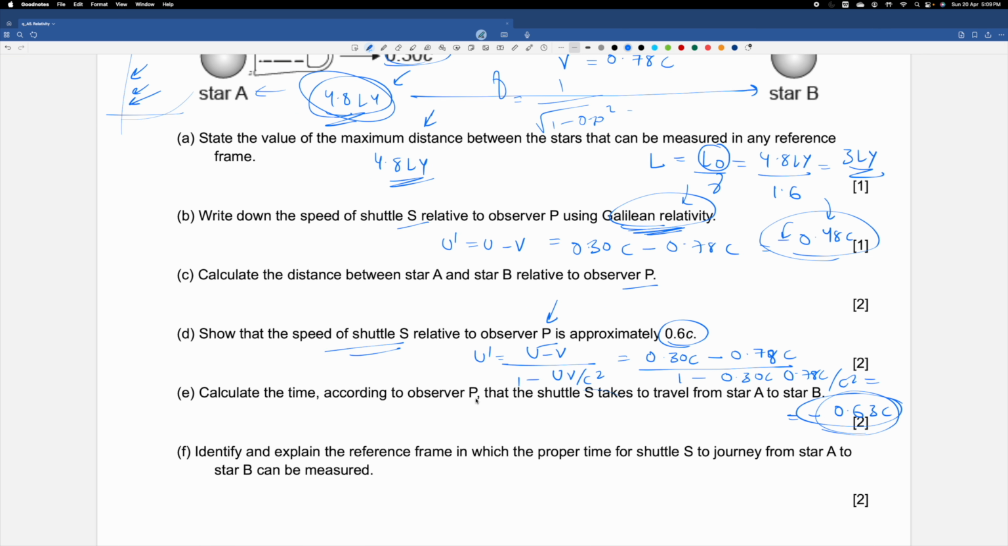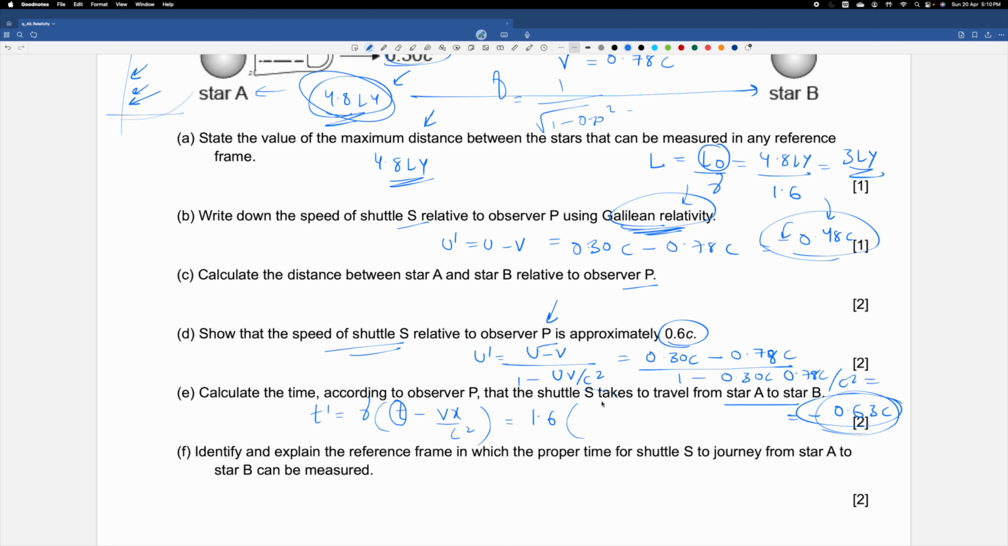Next, calculate the time according to observer P that the shuttle S takes to travel from star A to star B. According to the Lorentz transformation equation, t prime equals gamma times (t minus vx over c squared). This is there in your data booklet. The value of gamma has already been calculated above, which is 1.6, times what is the value of t? That's the proper time, the time taken by the space shuttle with respect to its own frame, or with respect to a rest frame.